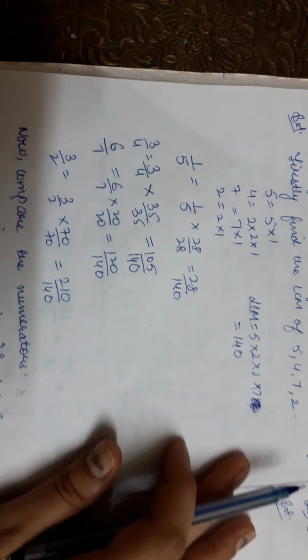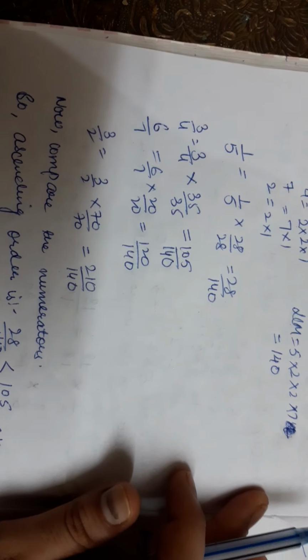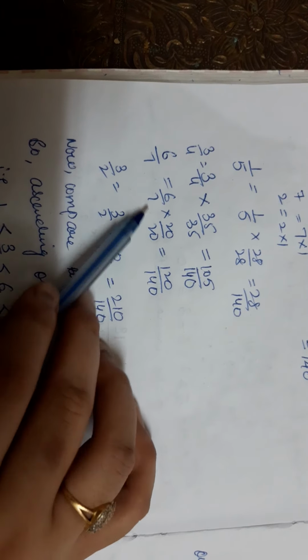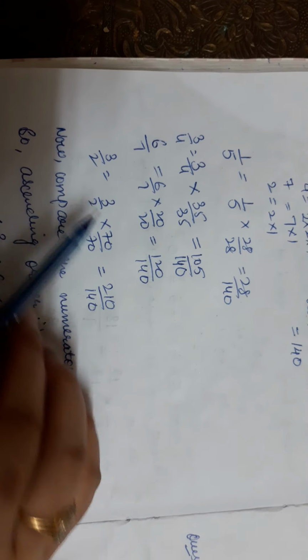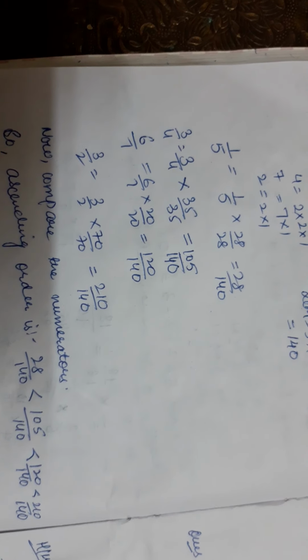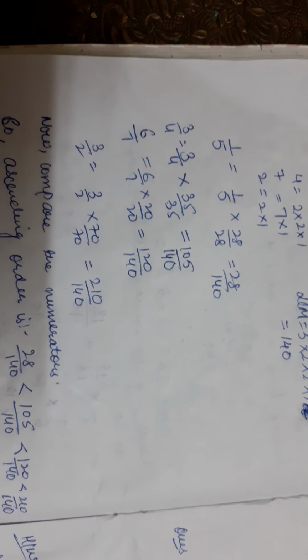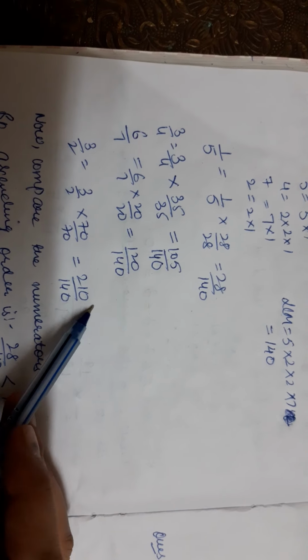Next fraction is 6 by 7. So 7 should be multiplied with 20 to get 140. So 20 into 6 is 120 and 20 into 7 is 140. Next fraction 3 by 2. So 2 should be multiplied with 70 to get 140. In the numerator also we will multiply with 70. 70 into 3 is 210.